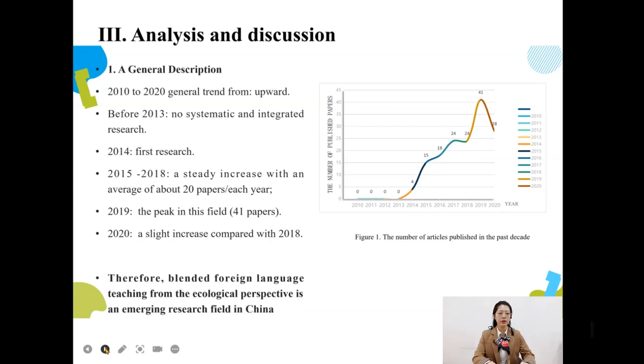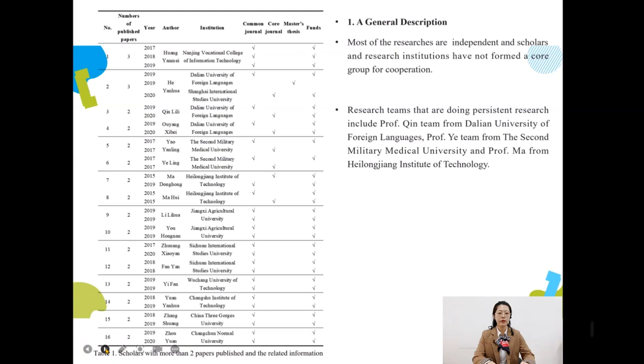In the context of deep integration of foreign language education and information technology in China, the interdisciplinary topic of ecological perspective has gradually gained attention and has become a hot topic in the last 2 years, and will maintain the sustainable development trend. According to the table, we can see that although the application of ecological theory to foreign language education research has obtained some attention, and funds are plentiful, currently speaking, research teams that are doing persistent research include only Professor Qin team from Dalian University of Foreign Languages, Professor Yu team from the Second Military Medical University, and Professor Ma from Heilongjiang Institute of Technology. Most of the researchers are independent, and scholars and research institutions have not formed a core group for cooperation.